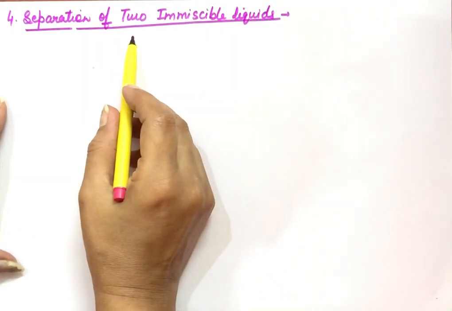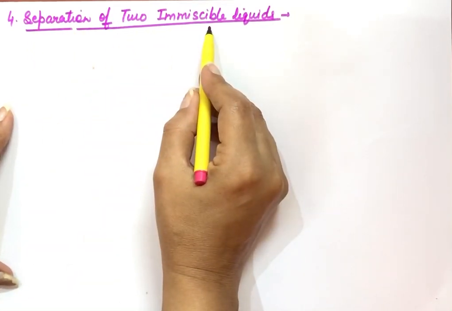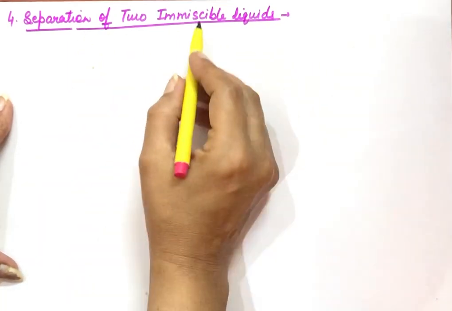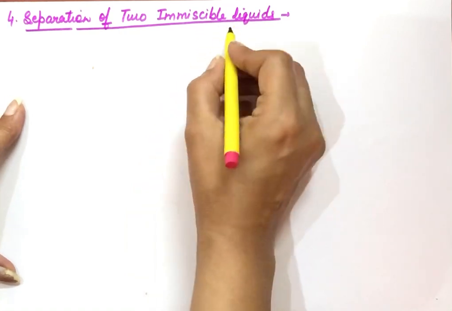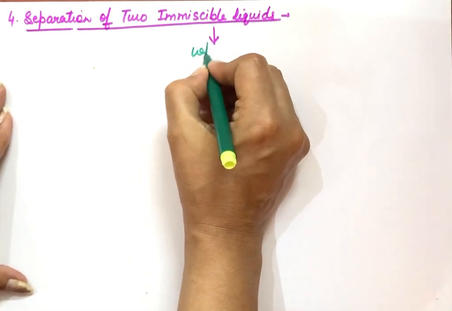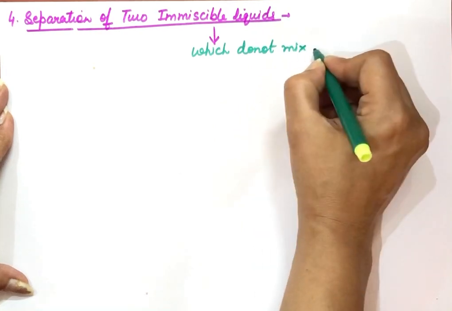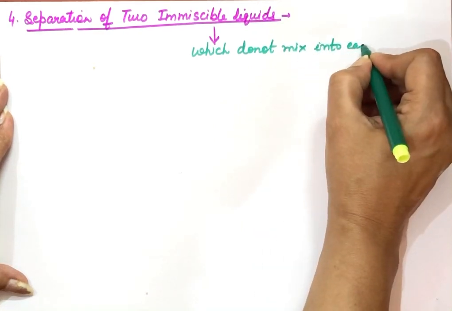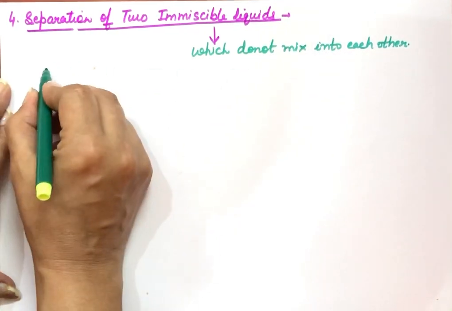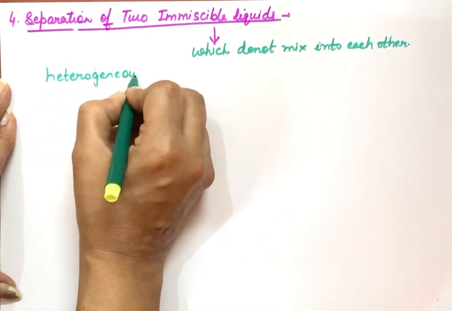Next method of separation of components of a mixture is the fourth method, separation of two immiscible liquids. When two immiscible liquids are there, how do we separate them? Immiscible liquids are the liquids which do not mix into each other. So if they are not mixing into each other, these kinds of mixtures are heterogeneous in nature.